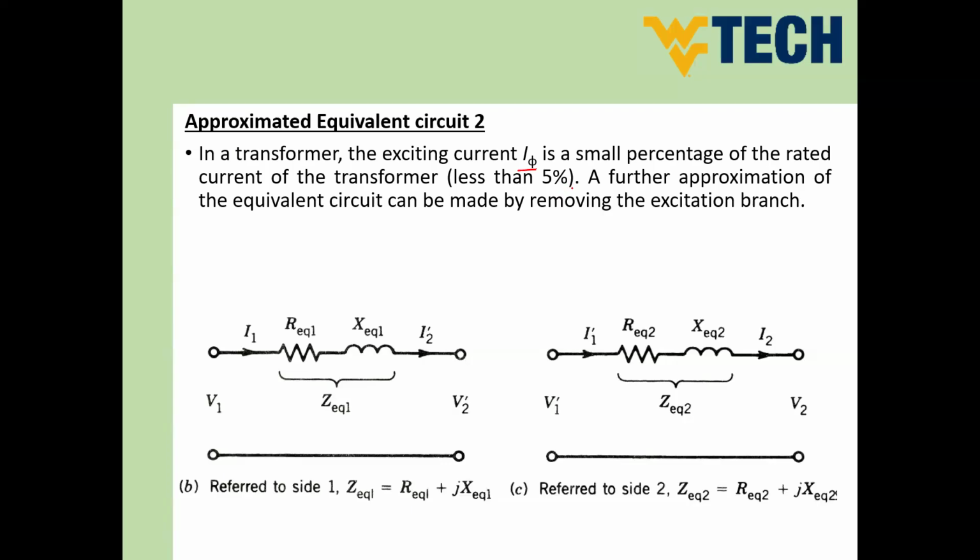So if you neglect this current, we can say now our circuit is going to be just the equivalent impedance of the transformer. And this is V1 and V2 prime. So this is the approximation referred to the primary side, and this is referred to the secondary side. Okay, guys. So this is a second approximation in our circuit.